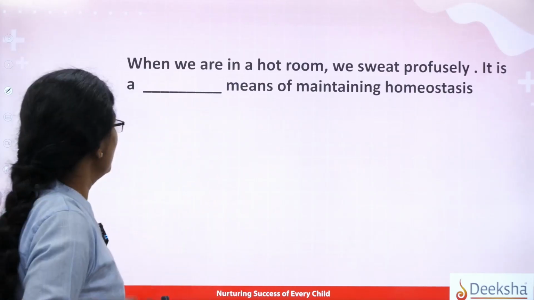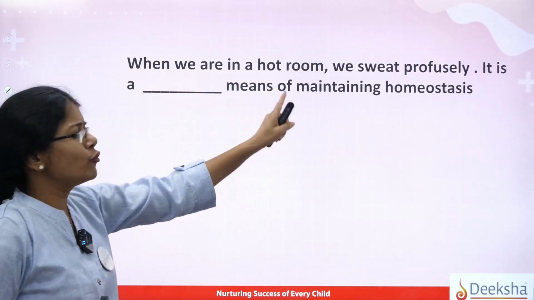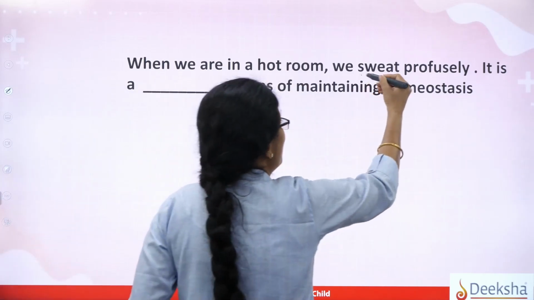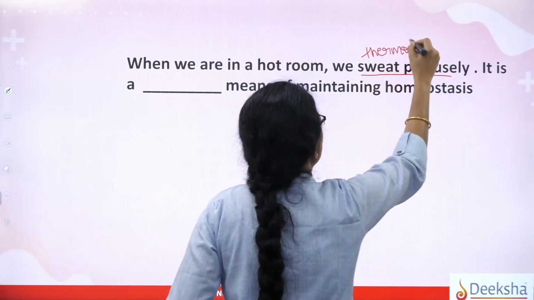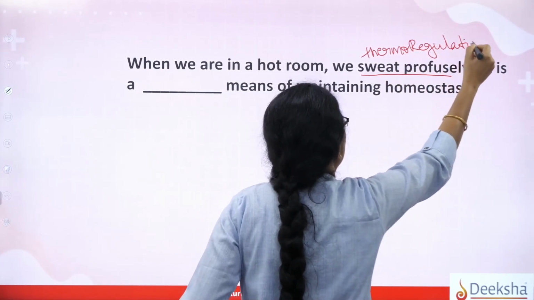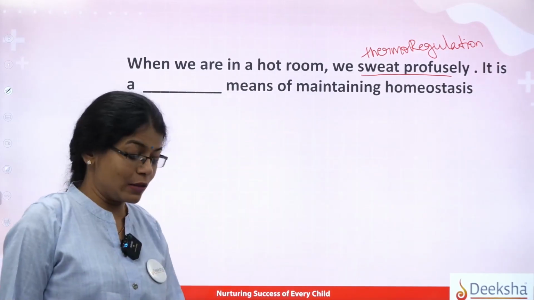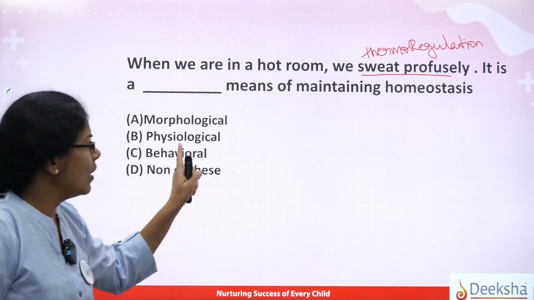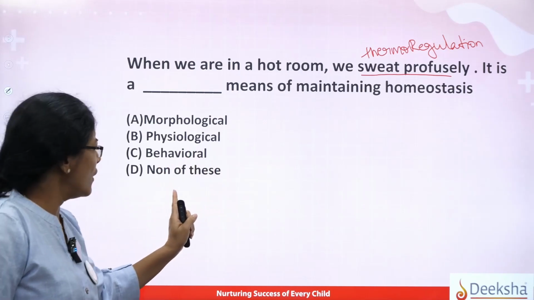Okay. Now another question related to that. When we are in a hot room, we sweat profusely. We sweat profusely is what act? Thermoregulation. Correct? It is a dash means of maintaining homeostasis. Look at the options here now: morphological, physiological, behavioral, none of these.